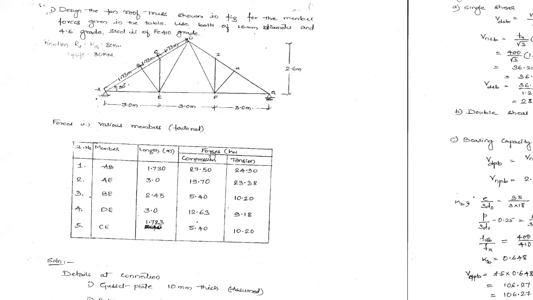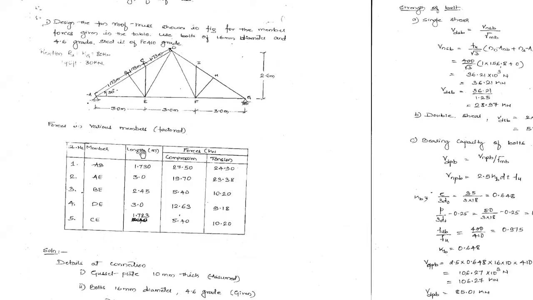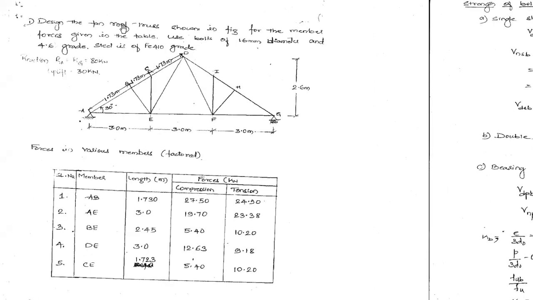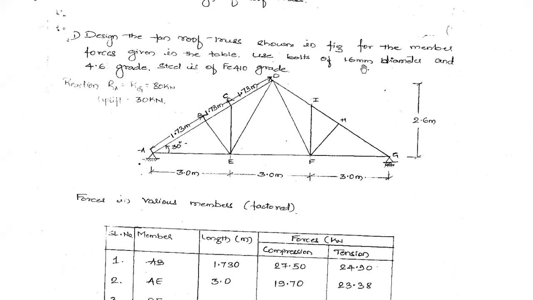So with this given data, the members, their lengths, and the forces to which they are subjected are with us. Also the grade of steel, Fe 410, is the grade of steel that will be adopted for this member. That is the steel properties. Then what we have is bolts. It is told to use bolts of 16 diameter and 4.6 grade.